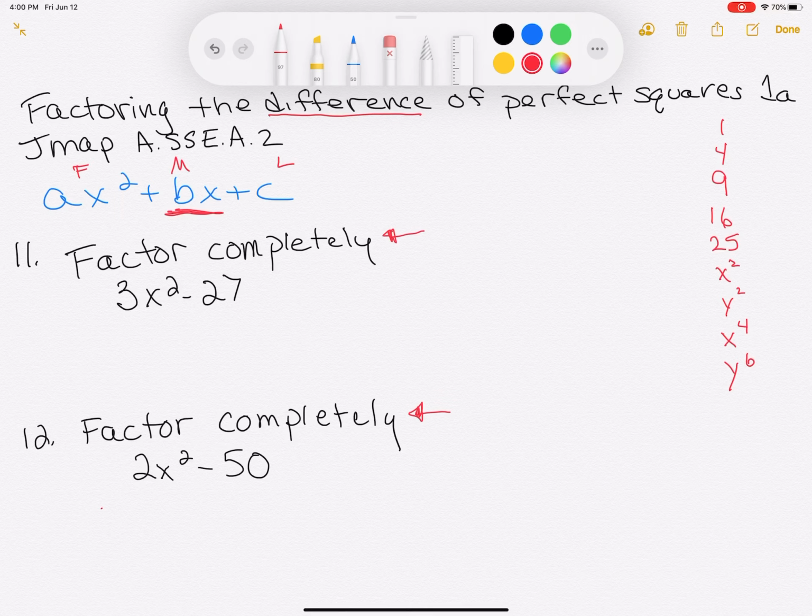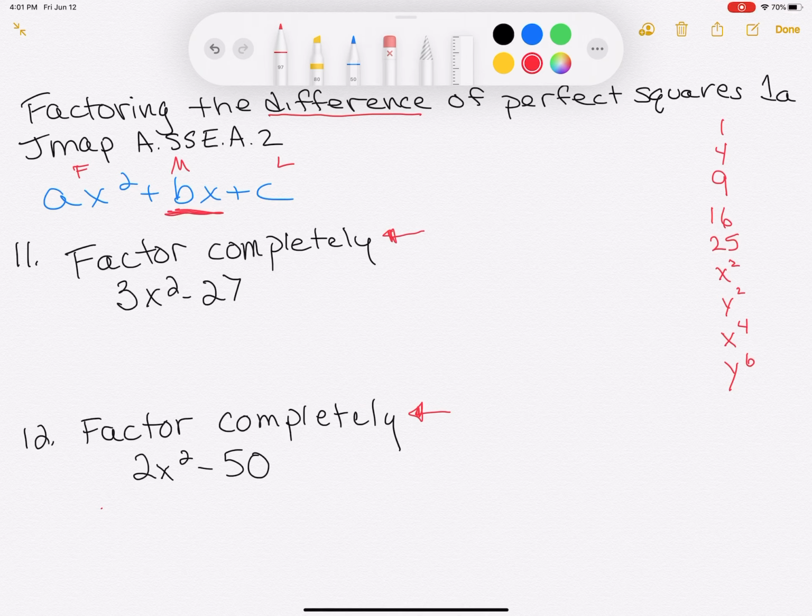And because this comes from the difference of perfect squares JMAP worksheet, you know that one of those strategies is going to be the difference of perfect squares. Now, they will not tell you what strategies to use. That will be up to you to figure out. But generally, when you see these two terms and you see factor completely, it's going to be the GCF along with the difference of perfect squares.